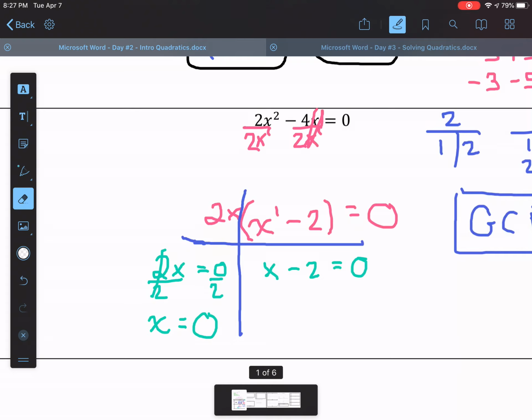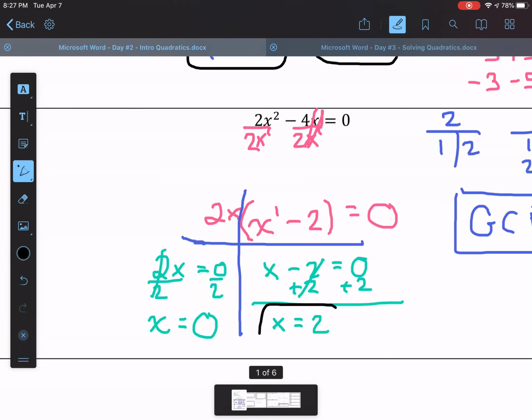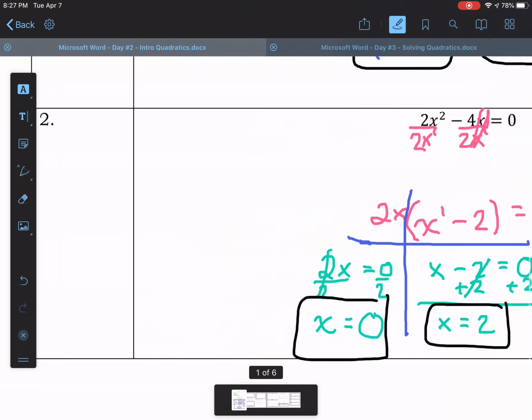Okay? Now let's go over to the second one. We've got x minus 2 is equal to 0. So we need to get the x by itself, so let's add 2 on both sides. And we get x equals 2. And ta-da! Here are our answers. And just be aware that you can also write it as a solution set, a curly bracket, 0, 2, and curly bracket. Okay?